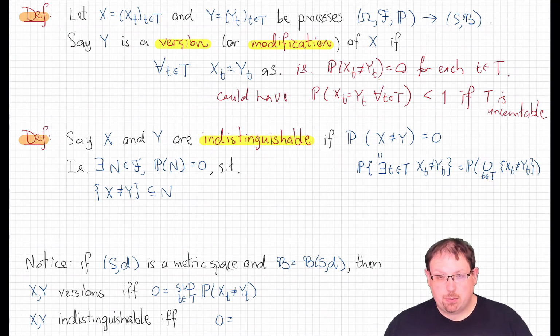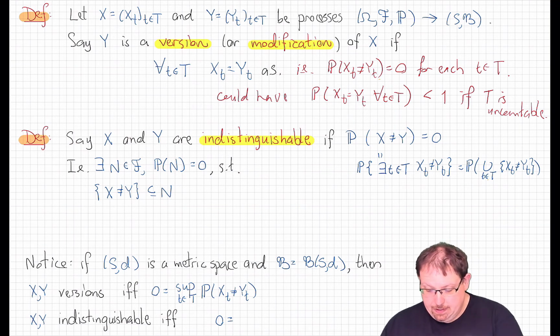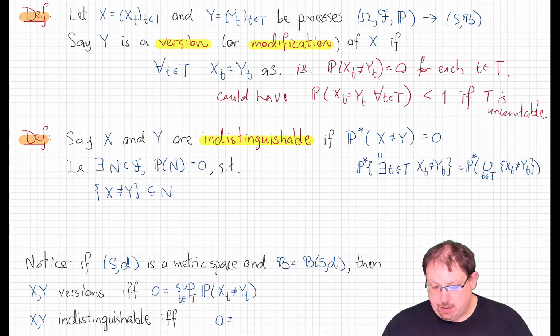Whatever sigma field we're working in, it may not be closed under arbitrary unions. It's only required to be closed under countable unions. So, as stated, this doesn't even make sense. We have to be a little more careful. We really say x and y are indistinguishable if the outer measure of that is 0. Outer measure, remember, is defined everywhere.